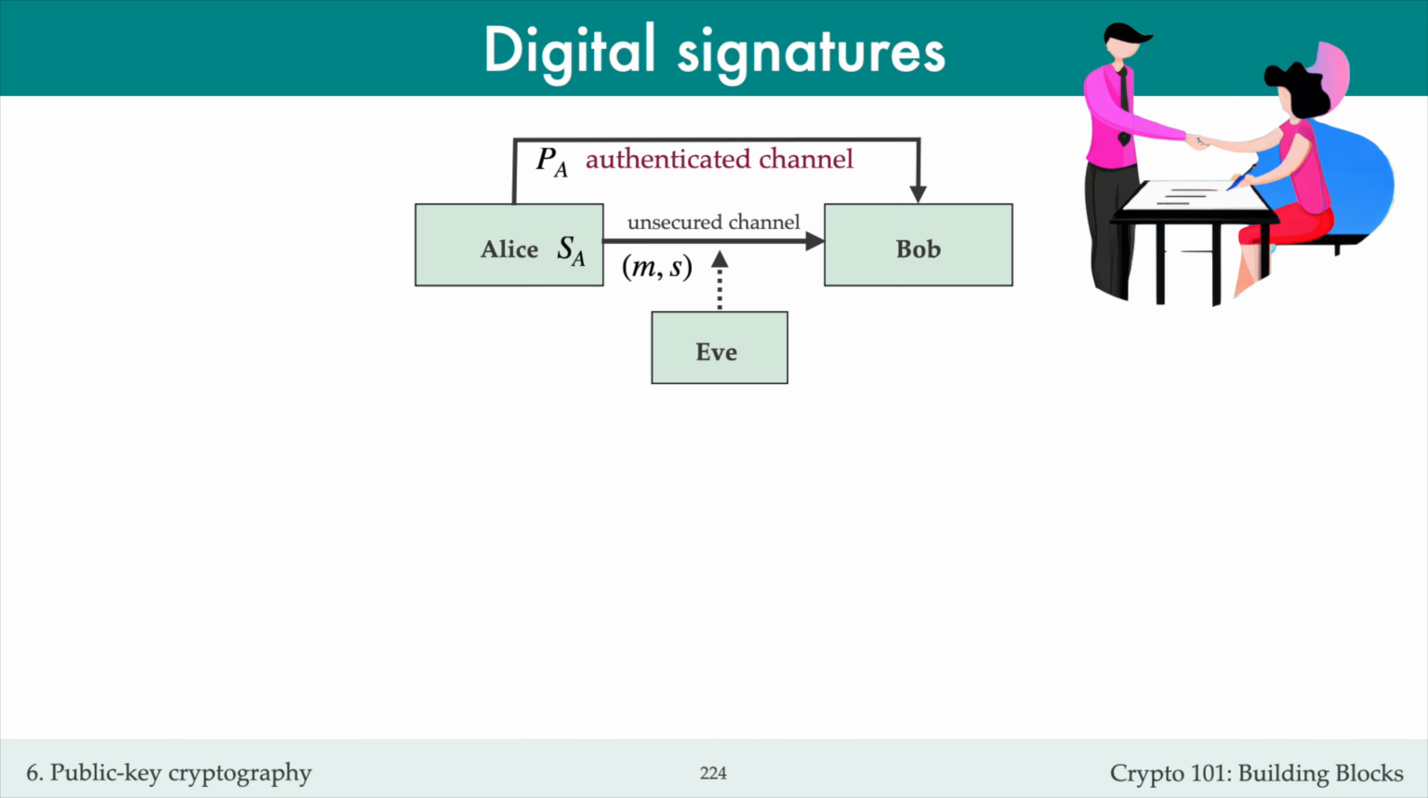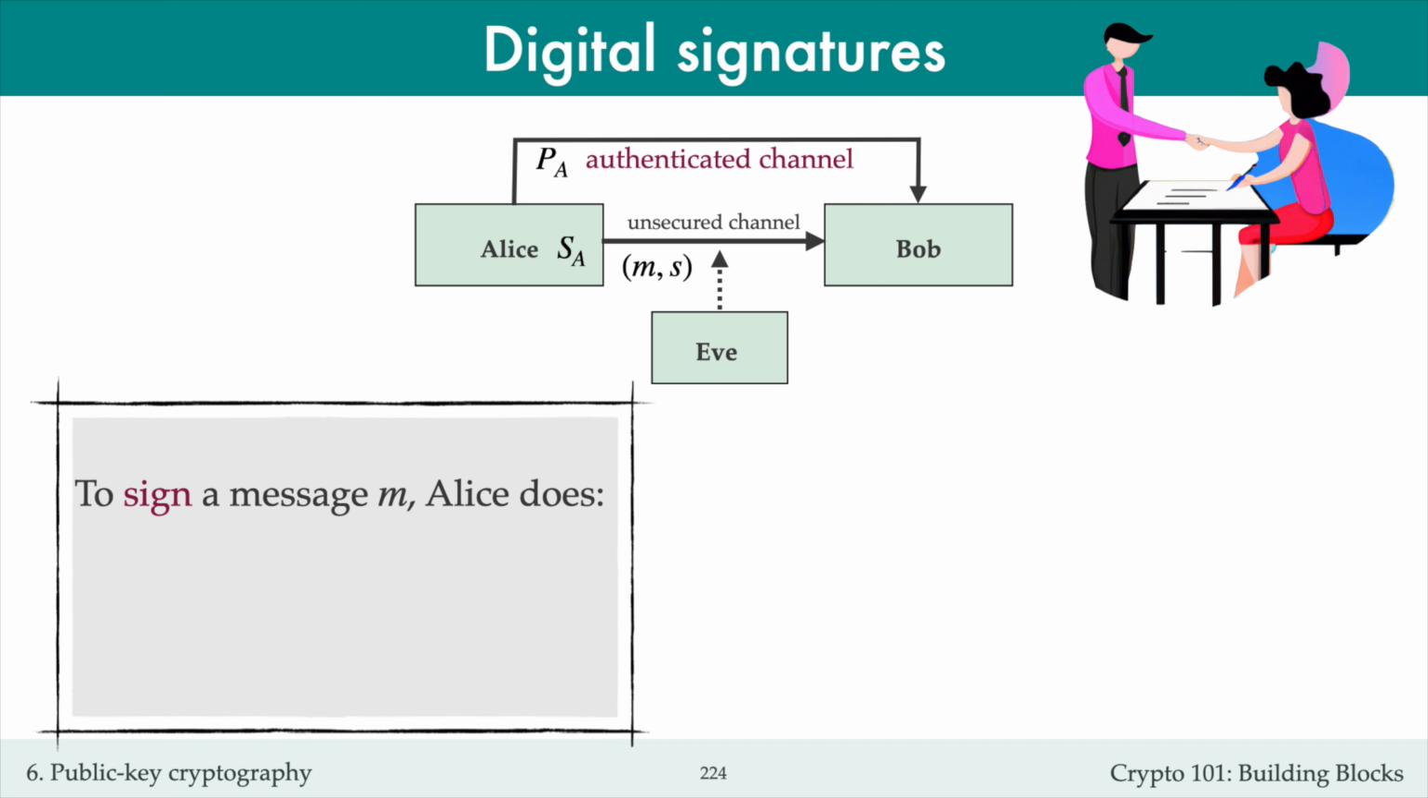Public key cryptography can also be used to create digital signatures, thereby providing authentication services. To sign the message M, Alice applies a signing function which takes as input her secret key and the message M and produces the signature S. She then sends the message and signature to Bob over the unsecure channel.